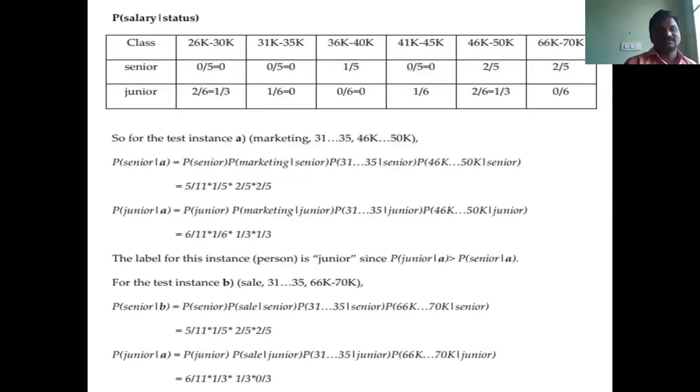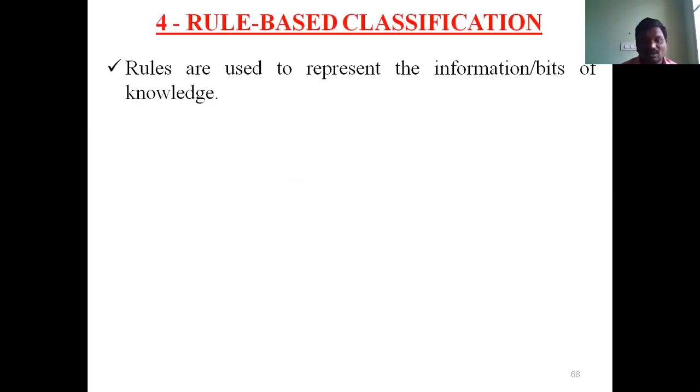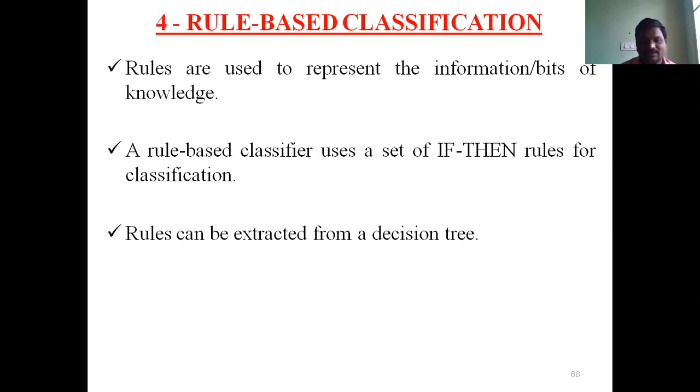That is the decision, the Bayesian classification. The next important one here is the rule-based classifier. What is a rule-based classifier? Very important concept. The rule-based classifier is used to represent information or bits of knowledge. It is based on different if-then rules. If a condition is there, then what is the next result?